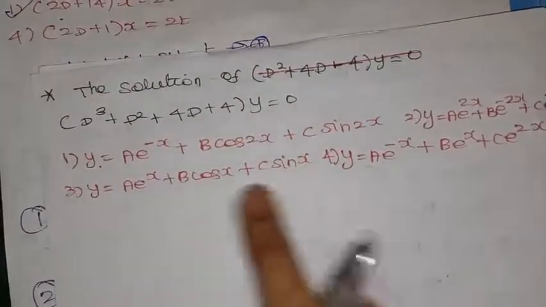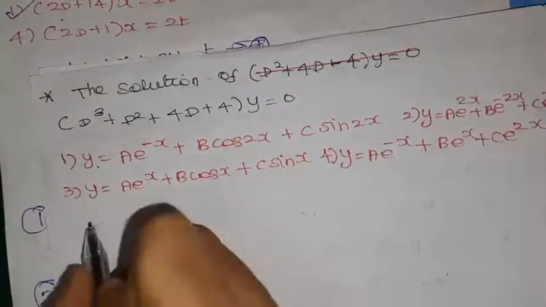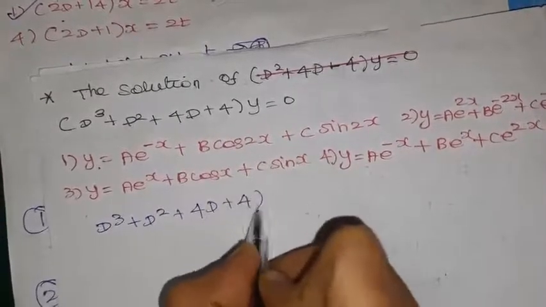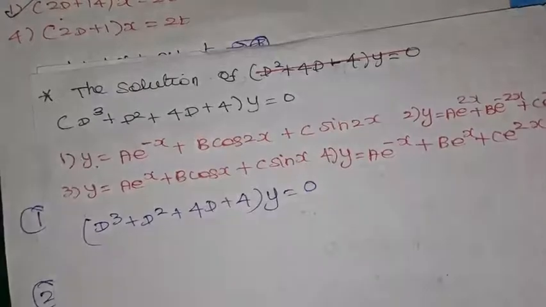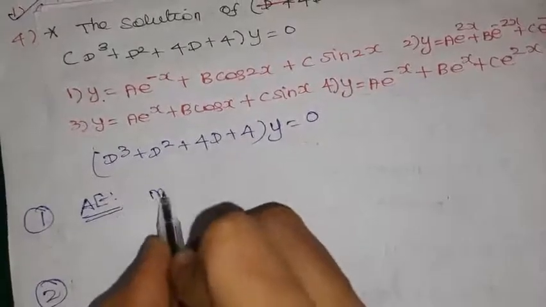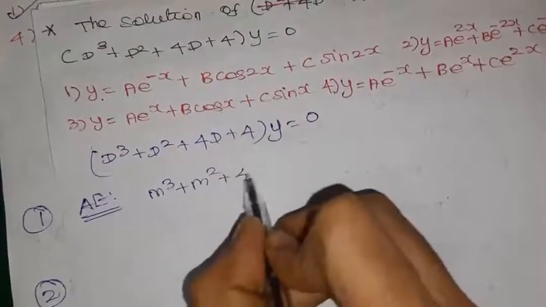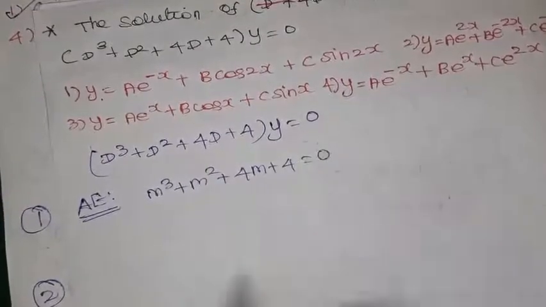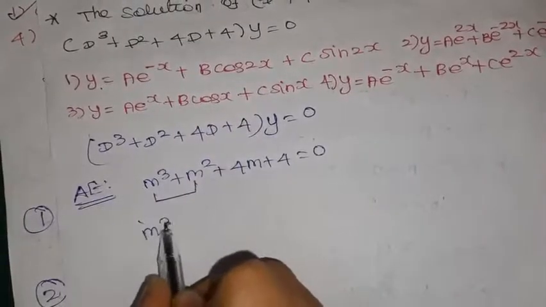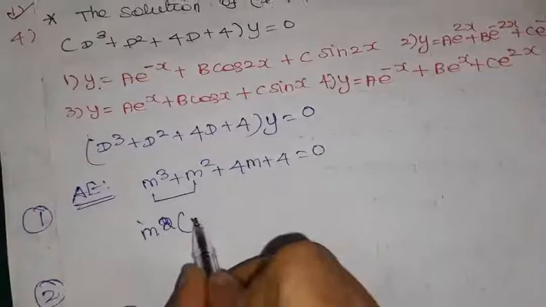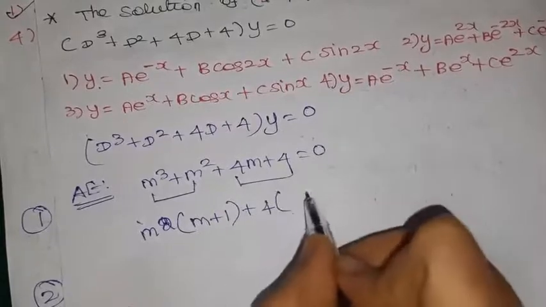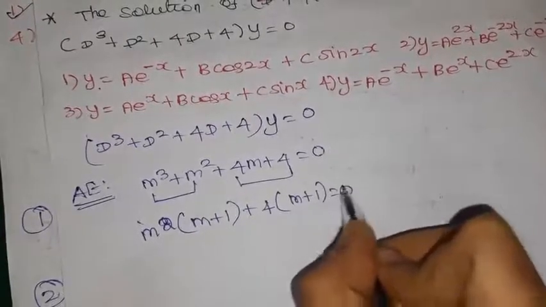So we need to find out the solution for this given equation. So what is the equation? D cube plus d squared plus 4d plus 4 into y equal to 0. To form the auxiliary equation, replace d by m: m cube plus m squared plus 4m plus 4 equal to 0. From this, what is common? m squared is common. By taking m squared outside, what we will get? m plus 1. From this, what is common? 4. When we take 4 outside, we will get 4 into m plus 1 equal to 0.